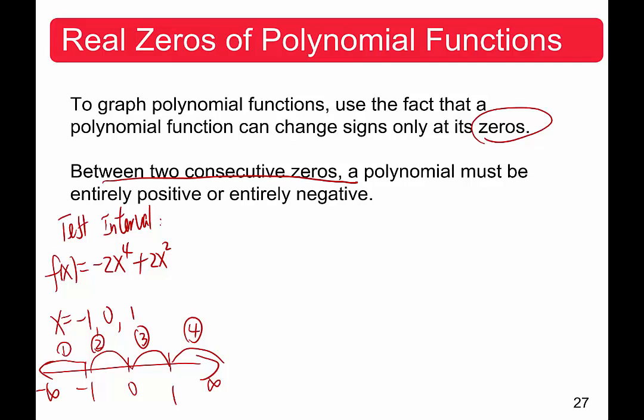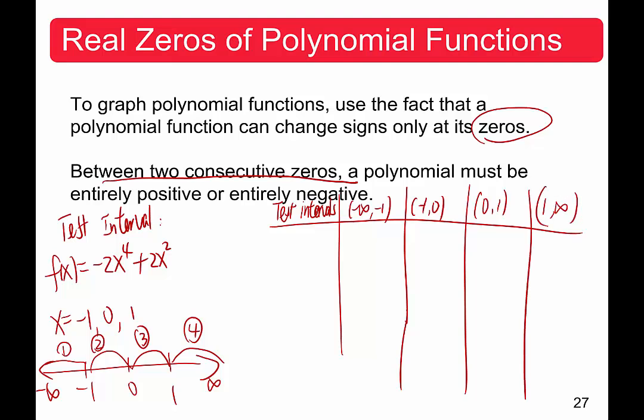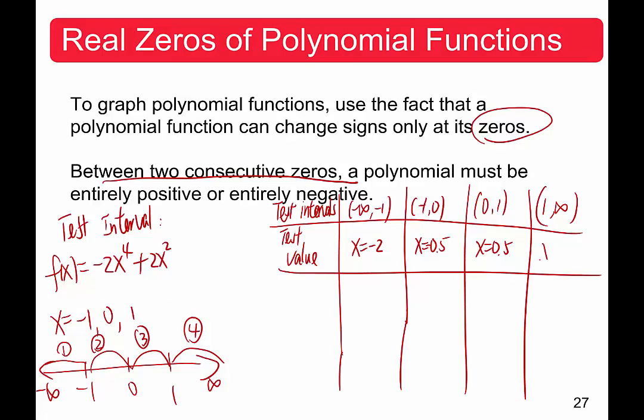So now we're going to do a quick test interval here. Start with the test intervals: from -infinity to -1, the second interval is -1 to 0, the third interval is 0 to 1, and the last interval is 1 to infinity. It totally depends on the real zeros here. From each interval, we're going to pick a test value. For the first one, I pick -2. Second one, I pick -0.5. Third one, I pick 0.5. Last one, I pick 2.